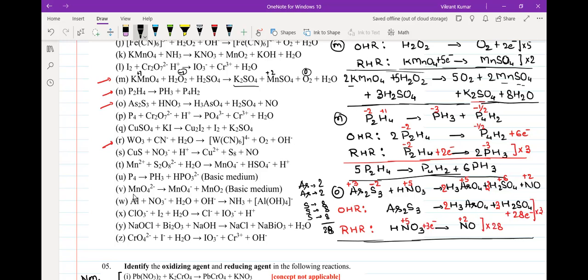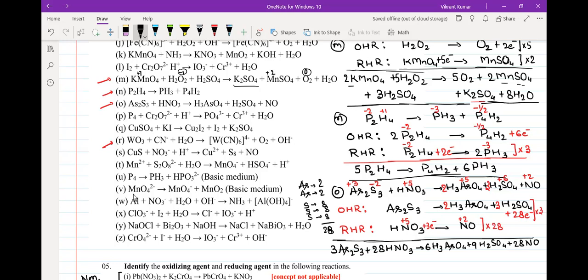Okay. Now, if I'm adding the half reactions, I'll be putting 3As2S3 plus we have 28HNO3, and that is giving you 6H3AsO4 plus 9H2SO4 plus 28NO. After that, we need to see again all the atoms, because this is a molecular reaction. We need to take care of all the atoms. Arsenic is balanced, sulfur is balanced, nitrogen is balanced. So we have only hydrogen and oxygen.